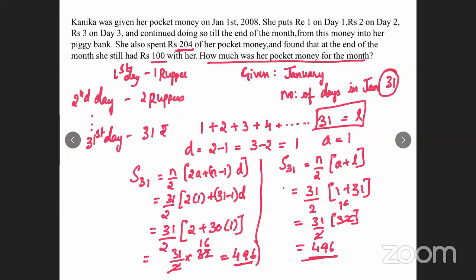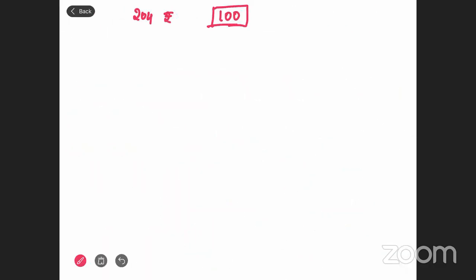So she spent 304, sorry, she spent 204 rupees, and the money she had is 100 rupees. She had in her pocket, that is 100 rupees. So what is the total money we got? That is 496. So if you see the 496, that is 496 she's having.